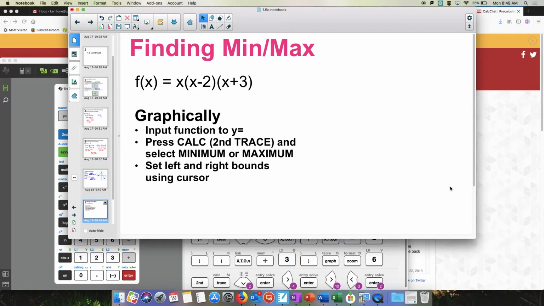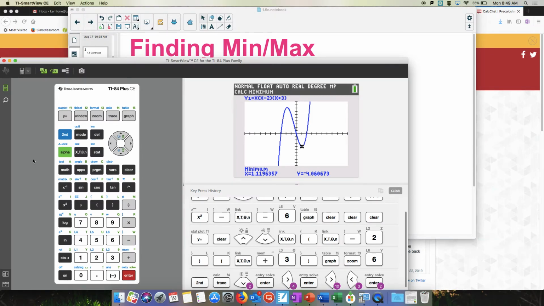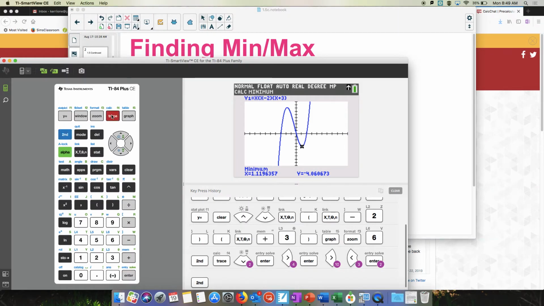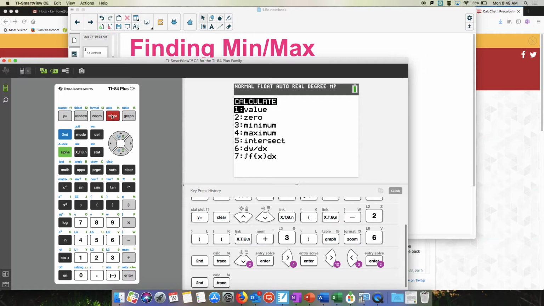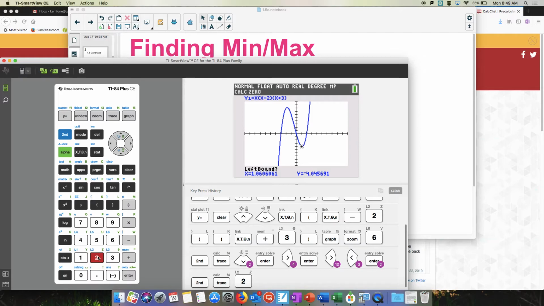All right, now let's find a zero. Okay, when you go to your second calculate menu, do you see how it says 0? A 0 we talked about is an x-intercept. So you can do the same thing. It's going to ask for a left bound, a right bound, and a guess. It's the same thing. You're just going to the left and to the right of an x-intercept.